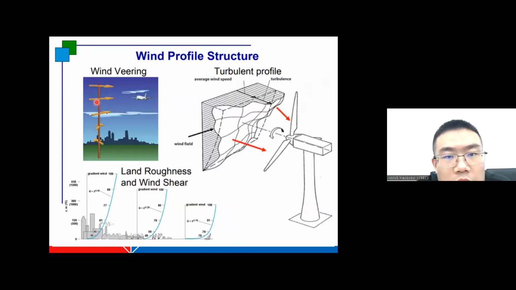And the wind profile structure. So this will be deduced to the turbine type and manufacturing. It's the fundamental of these things.